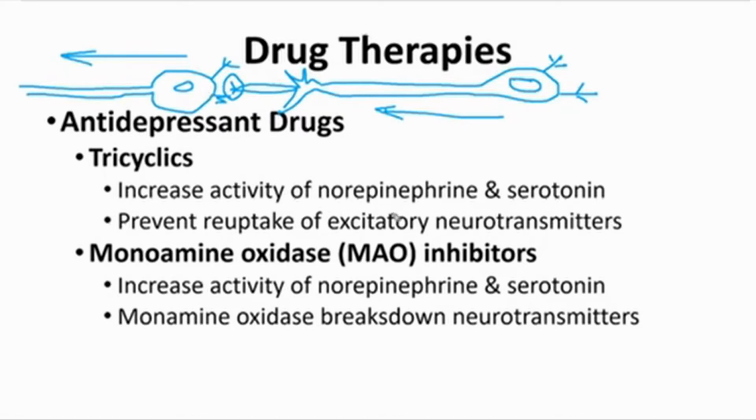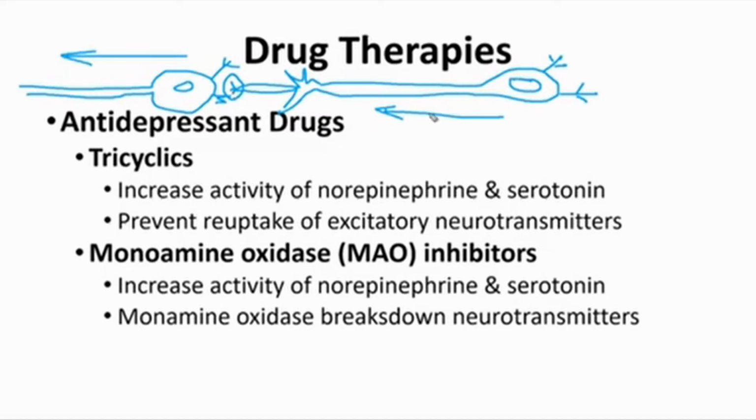So our excitatory neurotransmitters make the second cell, our postsynaptic neuron, more likely to fire. So if this tricyclic is preventing the reuptake of excitatory neurotransmitters, it's messing with the process where after these neurotransmitters are dumped into the synapse, into that space between the cells, there's a process called reuptake that will collect those neurotransmitters after a certain amount of time has passed.